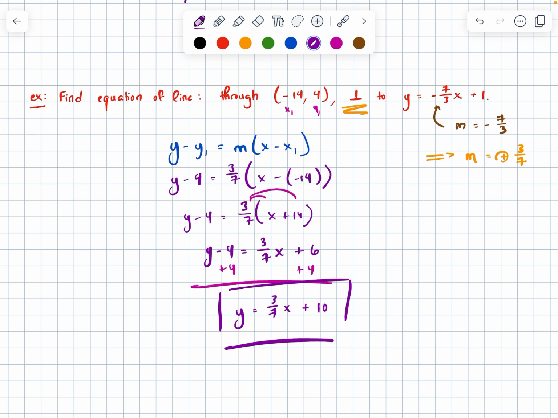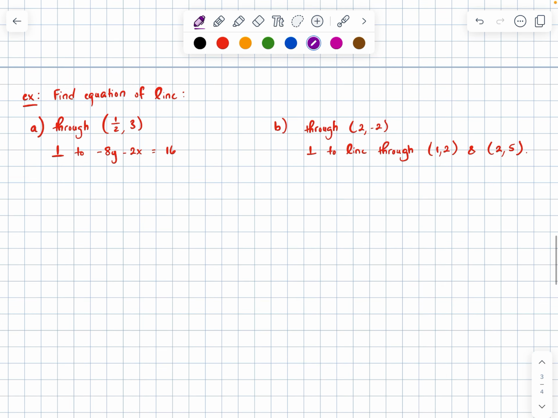Fantastic! Congratulations, you now know how to find the equations of perpendicular lines. If you're interested in seeing what's coming up, here are 2 more variations of this problem similar to what we did with parallel lines where maybe the slope isn't so immediately obvious. This will be our warm-up next time.